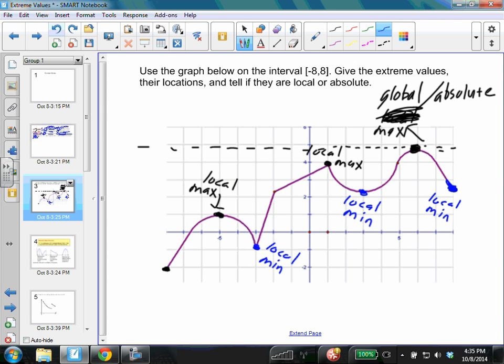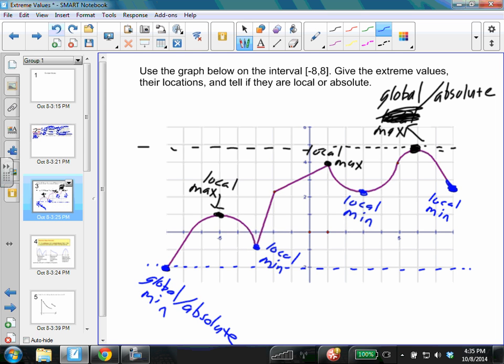But then our other endpoint over here, this spot is the lowest of all the Y values. That Y value right there is extreme. It is the lowest Y value anywhere on the graph. So this is a global min, right? Or absolute. Absolutely the lowest place anywhere on the graph.